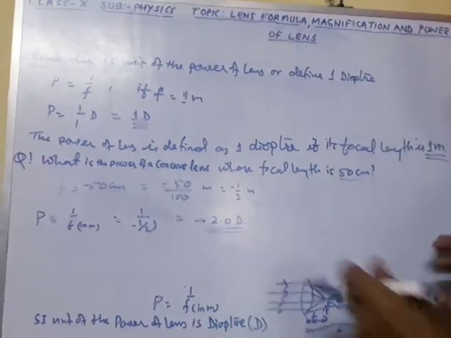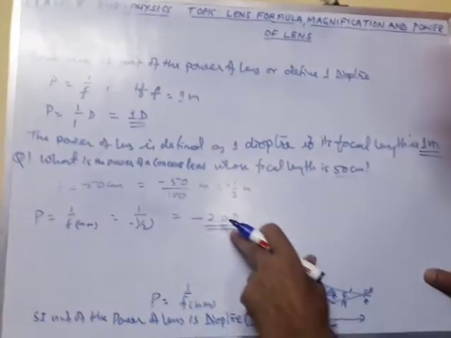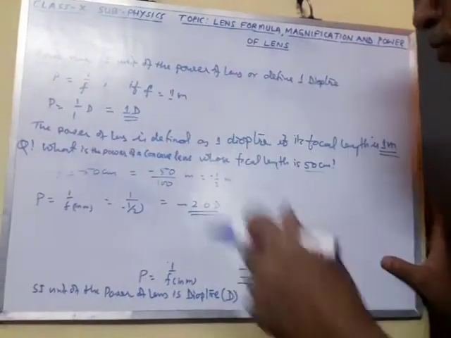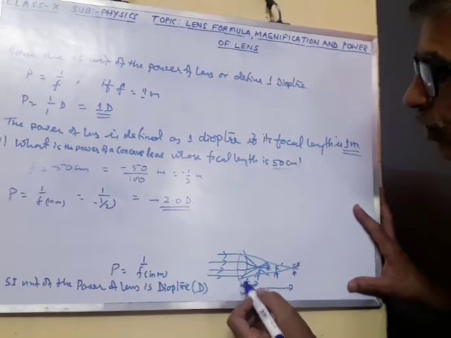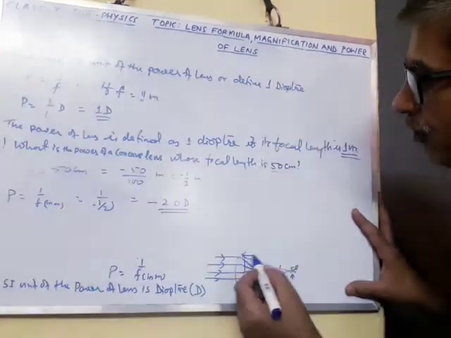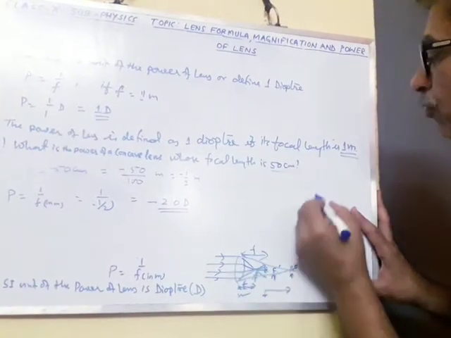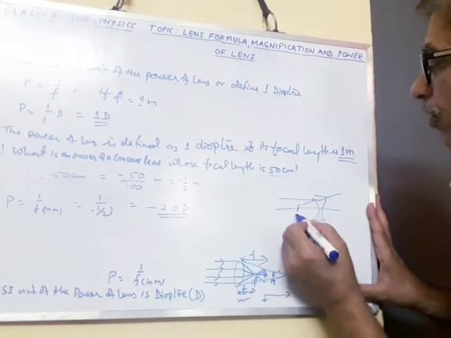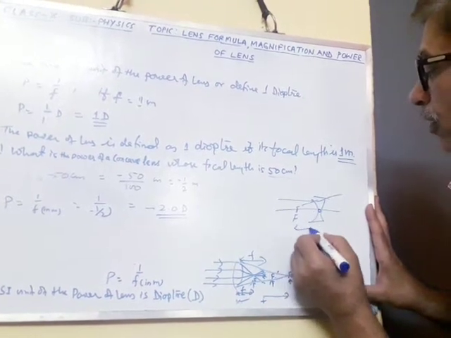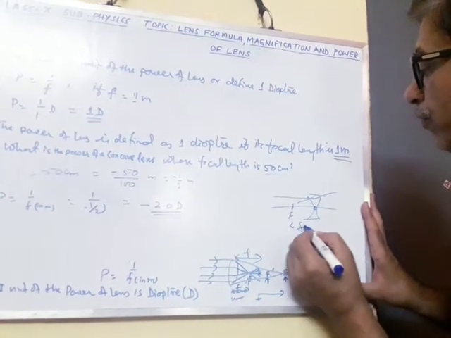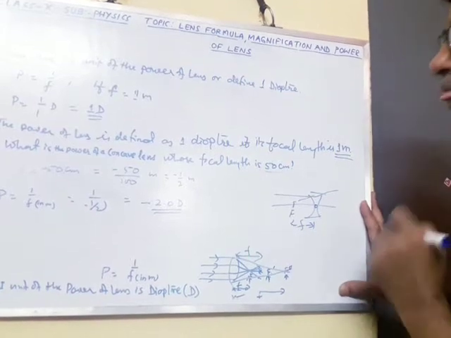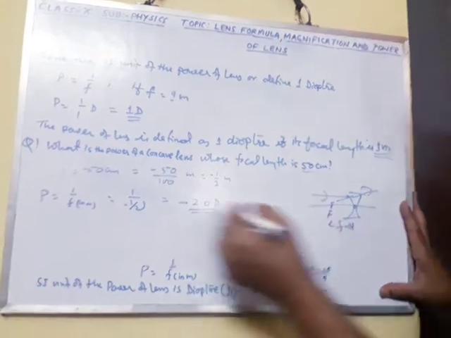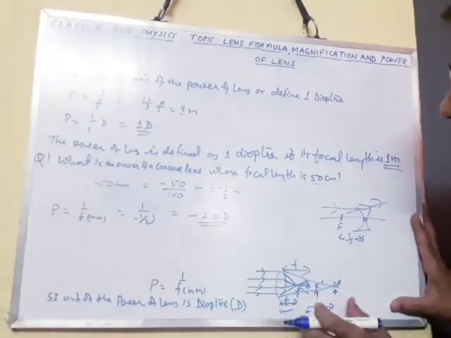Just see that the power of a concave lens is always negative and the power of a convex lens is always positive. This is because the focal length of a convex lens is on the right side and the focal length of a concave lens is towards the left side. So you see that here its focal length is negative, therefore its power is also negative. This is the reason that the power of a concave lens is negative and the power of a convex lens is always positive. Okay.